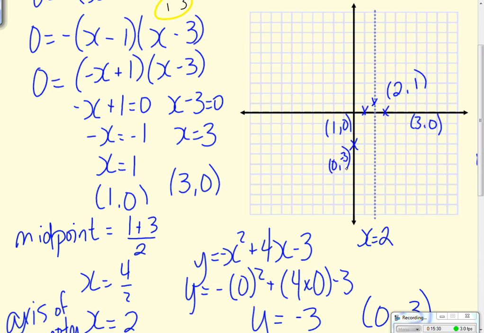And now we can draw our graph. So I always start from the midpoint and kind of go this way. And remember, try and make nice smooth lines and as symmetrical as possible. And that's our parabola. That's our drawing of the equation y equals negative x squared plus 4x minus 3.